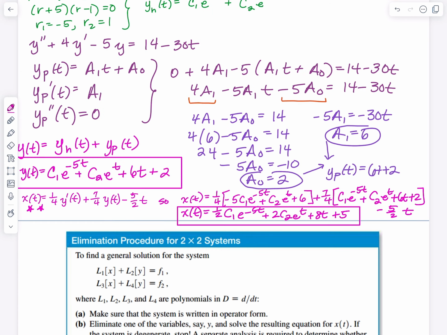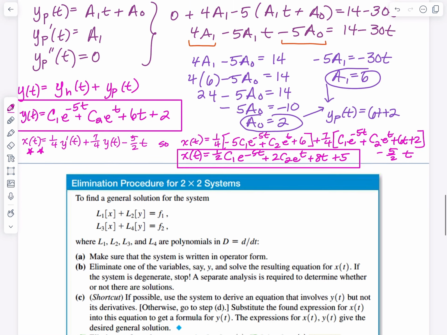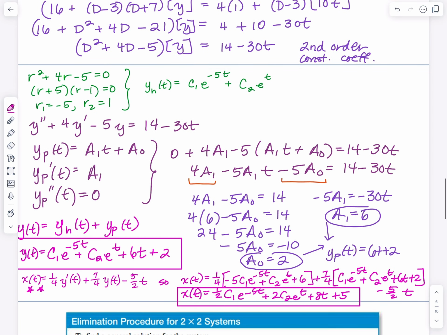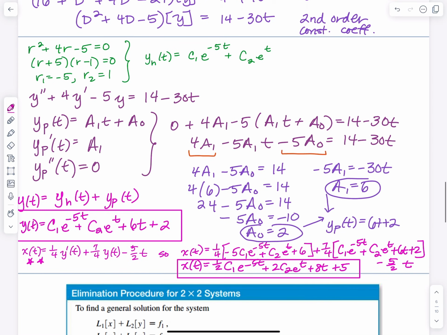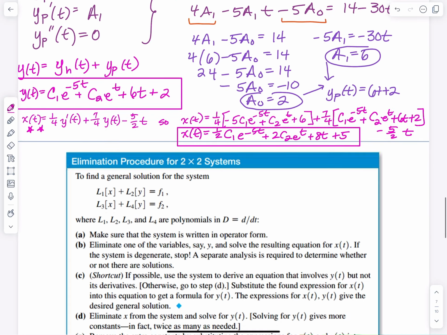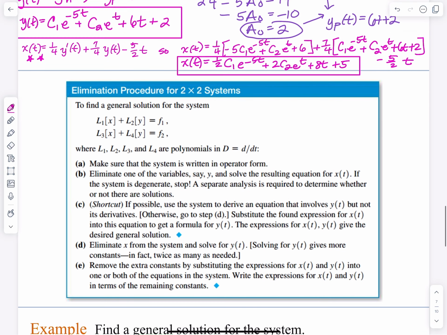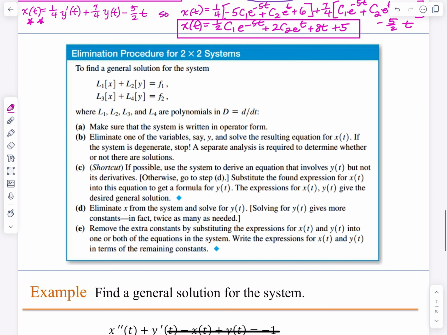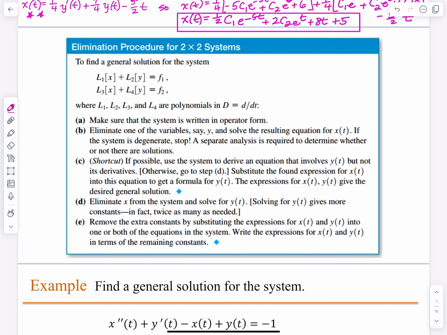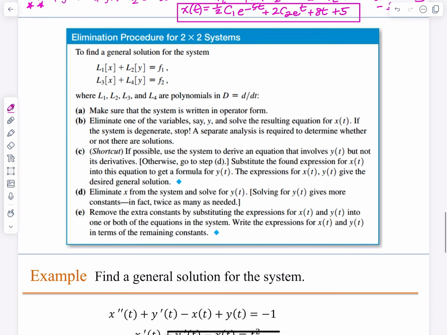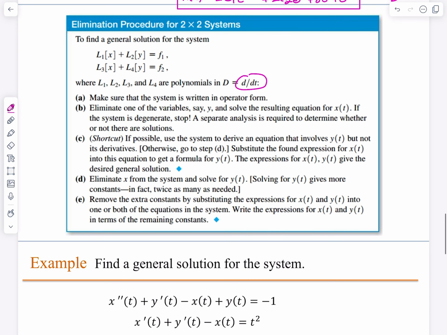So as you can see, this elimination procedure can get a little bit tricky, but for the most part, it's pretty straightforward. So here we are looking for polynomials in D, L1, L2, L3, and L4. And of course, D is the derivative with respect to t. We want to make sure we are in operator form. We're going to eliminate one of the variables and solve for the resulting equation.